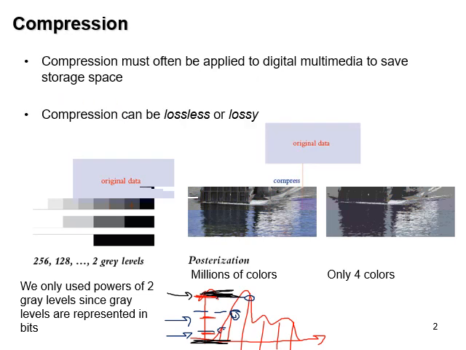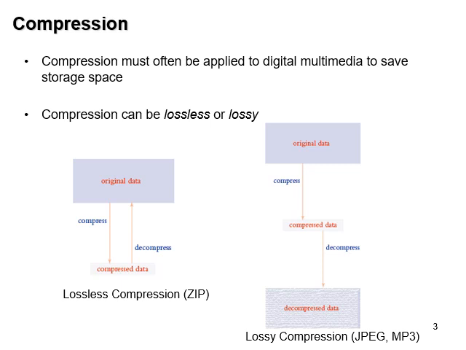Okay, now before we start talking about how to represent each type of media, we will talk in general about compression, because compression must often be applied to digital multimedia to save storage space. We always have an issue with storing data, specifically different types of multimedia, because they eat up lots of storage once you try to store them. However, we have compression techniques, and they are really essential because without them we wouldn't have been able to store most of the different types of multimedia that we have.